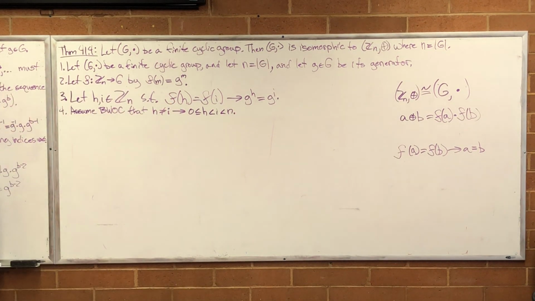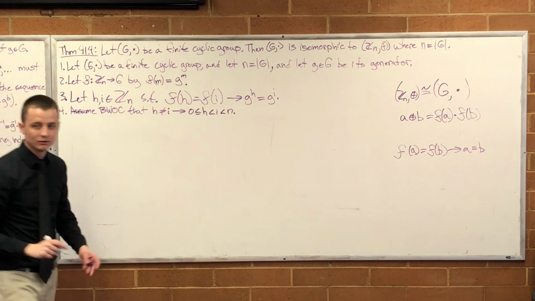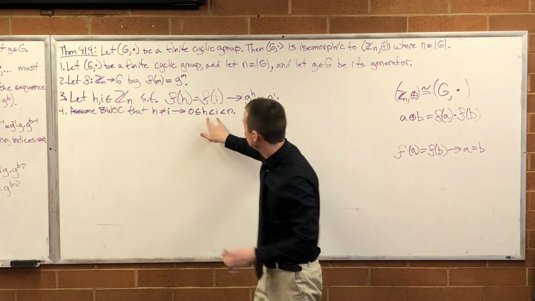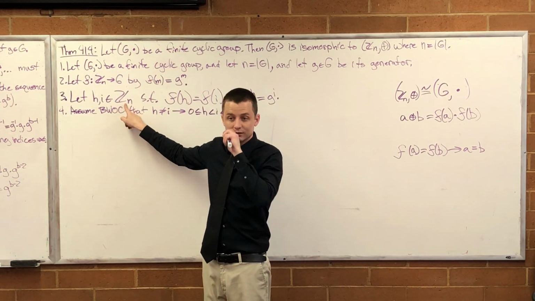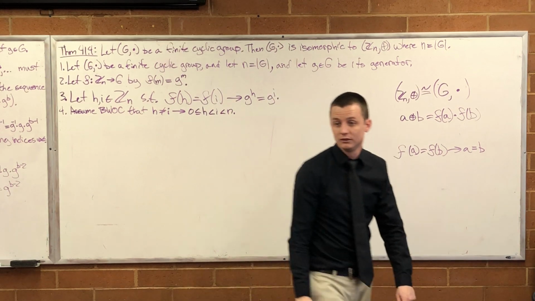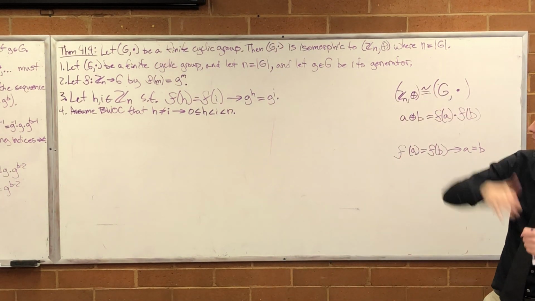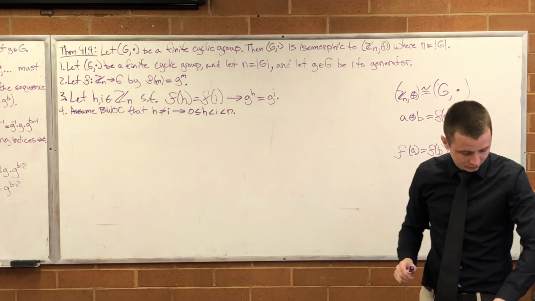How do I know that both h and i are less than n? Because they're inside Zn. Remember, h and i are in Zn. And what is Zn? It's all the integers from 0 to n minus 1, so it doesn't include n.